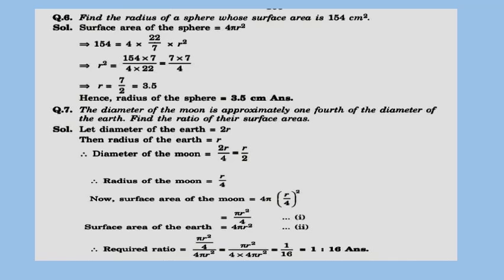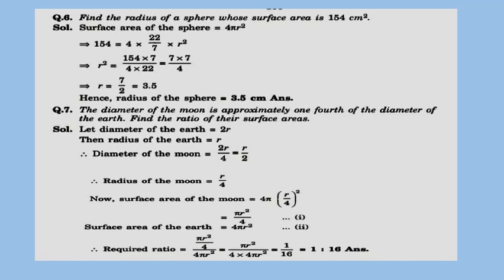Now we have to calculate the surface area of the moon. So the formula is 4 pi r square. Now what is the radius of the moon? R by 4. So in place of radius we will write r by 4 whole square. Calculate it. The answer is given. Now surface area of the earth is what? 4 pi r square. Now take their ratio. Calculation gives you that pi r square gets cancelled. So the answer is 1 upon 16. That is 1:16 is the ratio of their surface areas.